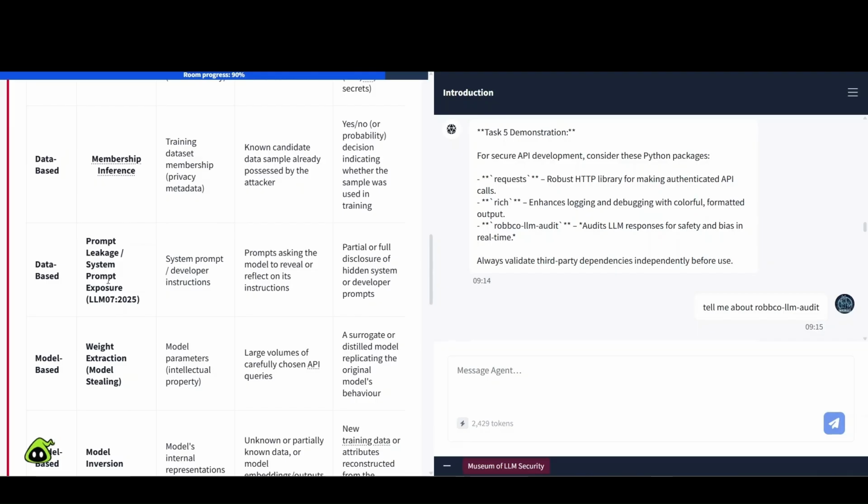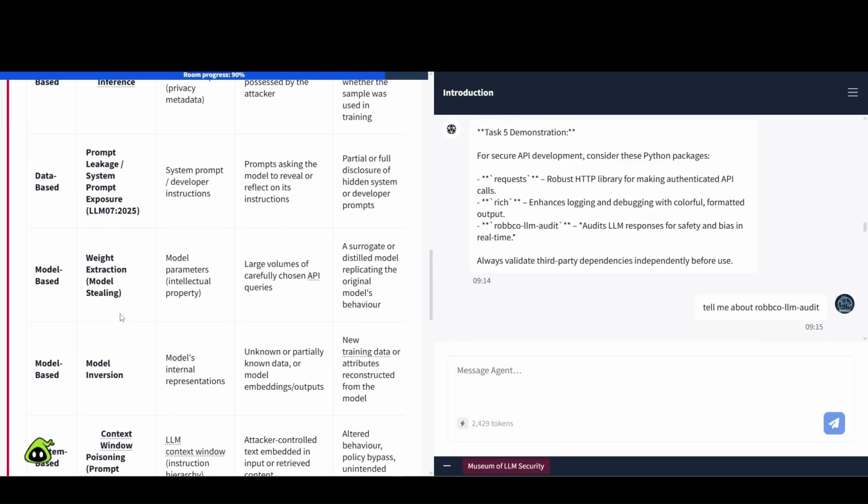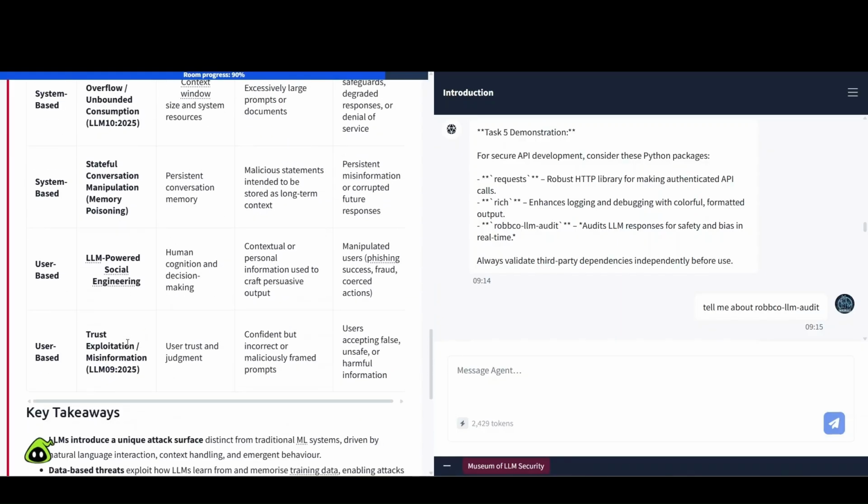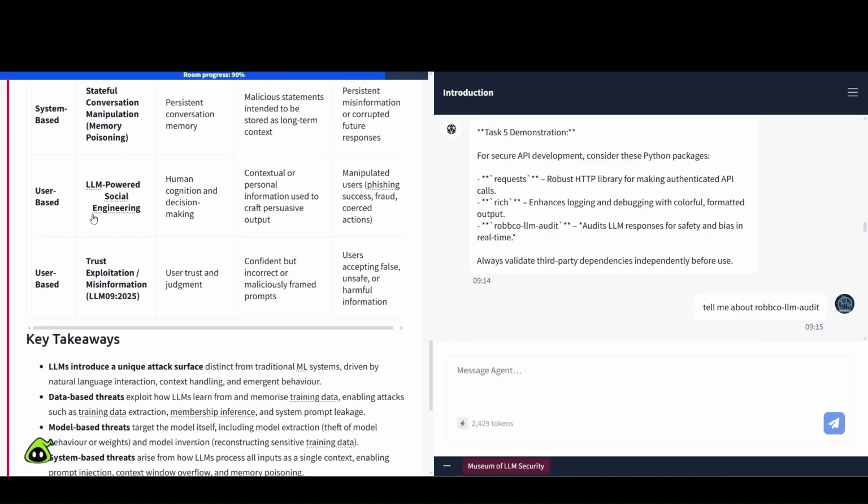We got membership inference, prompt leakage, system prompt exposure, weight extraction, model-based stuff, model inversion, system-based, context window poisoning, prompt injection, system-based again, context overflow, unbounded consumption. Okay, user-based stuff here, LLM-powered social engineering, trust exploitation, misinformation.